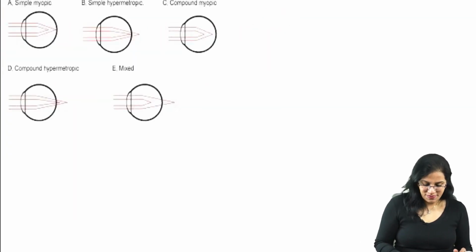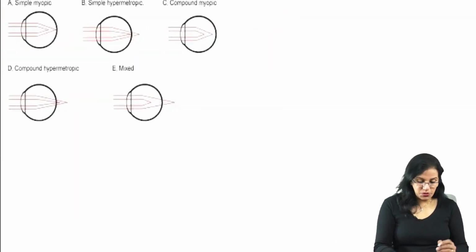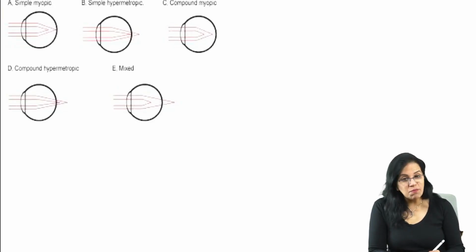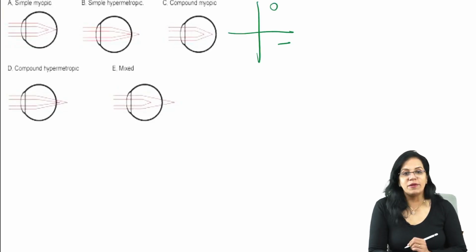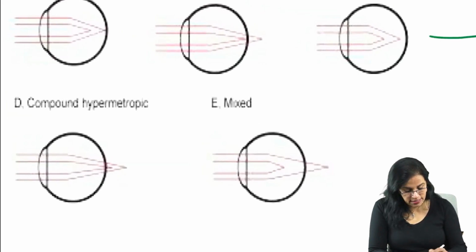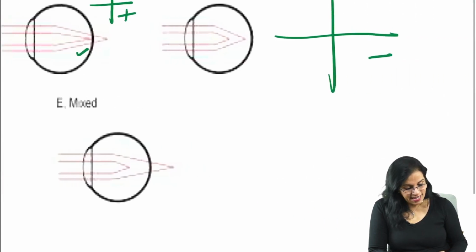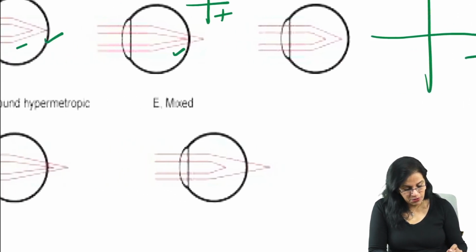Once you know this, you should also know what is simple myopic. Simple myopic means one axis has no number, the other is myopia. That is, in one axis the focusing is good, in the other axis it is in front. If in one axis the focusing is good and in the other axis it is behind, this is simple hypermetropic. I can show it like this, simple hypermetropic.